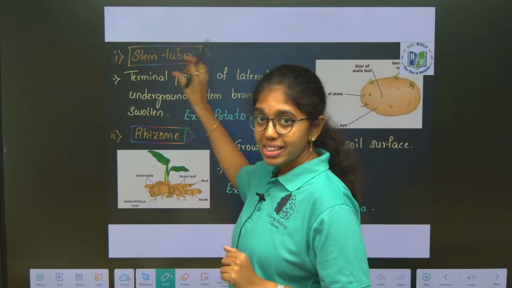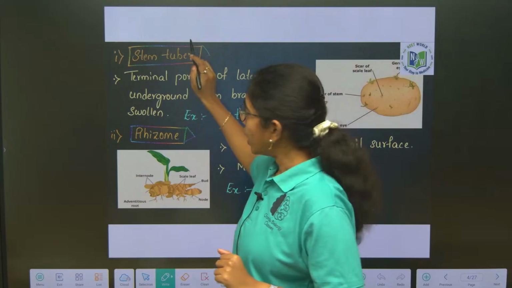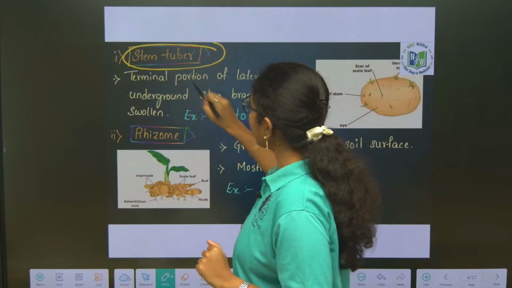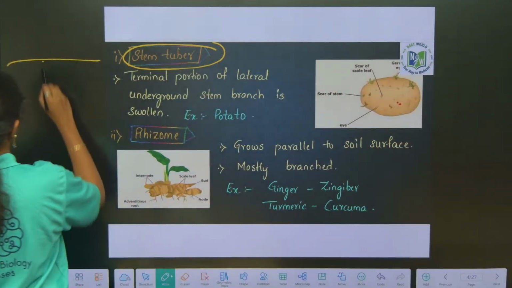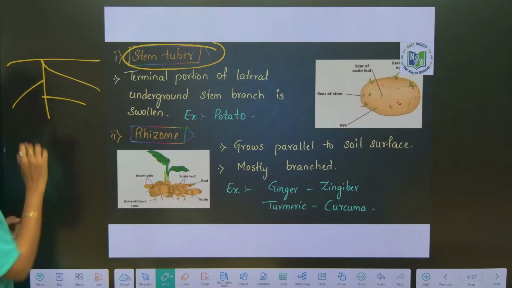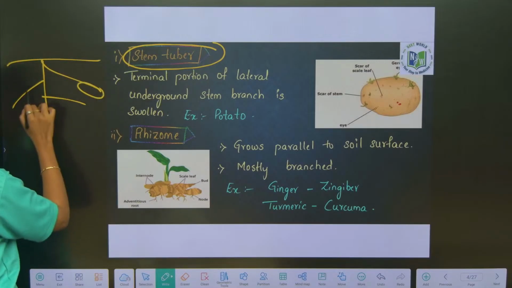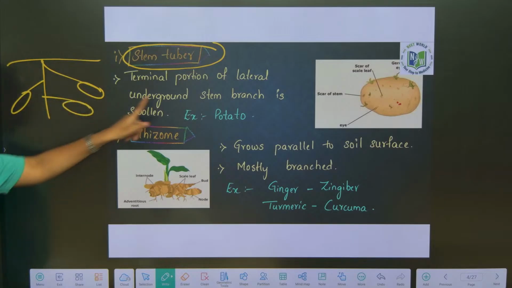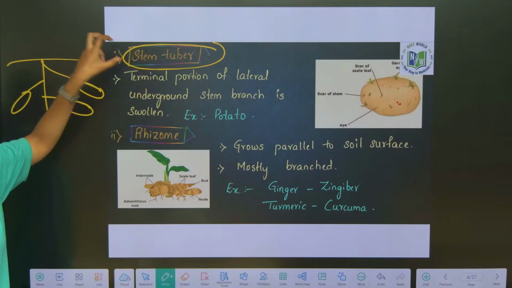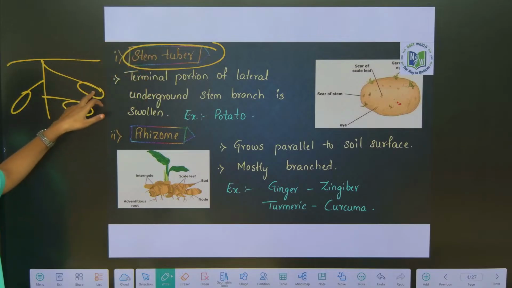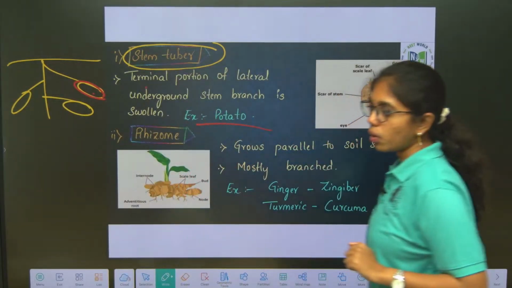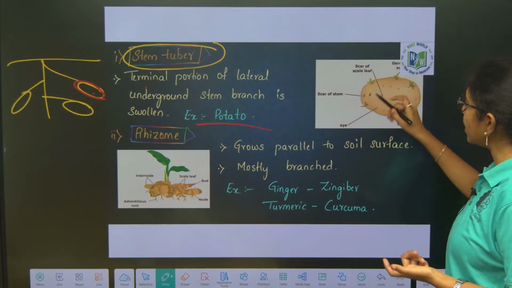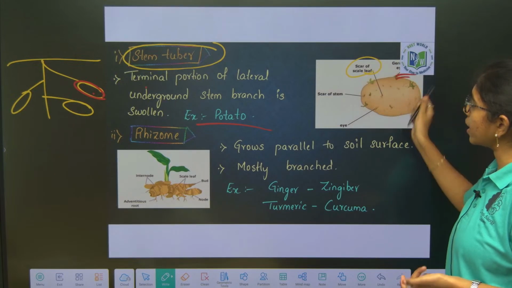What part of the stem is actually undergoing the modification? In the underground stem, that is stem tuber, the terminal portion of the lateral underground stem is swollen, which is nothing but, see for example, this is the main stem and these are the lateral branches. The terminal portions of the lateral branches are getting swollen and they act as what? Storage stem. Okay. Which part is getting modified, beta? Terminal portion of the lateral underground branch. That will get swollen. Best example is potato. And as we have discussed, you can see here scars of the leaves, nodes, internodes, germinating eye, everything.